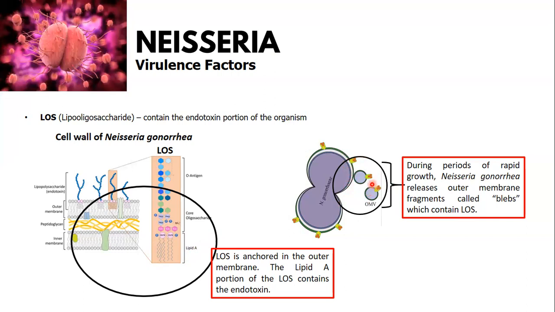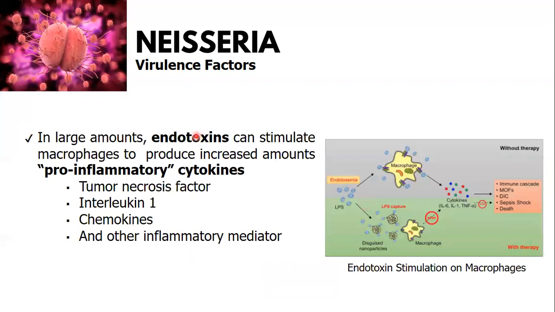So when endotoxins that are present in the lipid A of Neisseria gonorrhoeae and Neisseria meningitidis are released, either through lysis of the cells or through the formation of blebs, the large amounts of endotoxins released by these organisms can stimulate macrophages to produce increased amounts of pro-inflammatory cytokines.